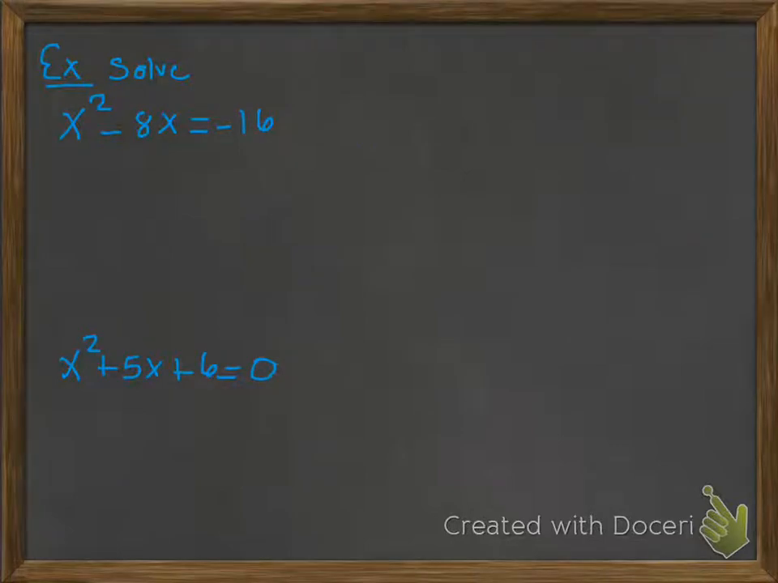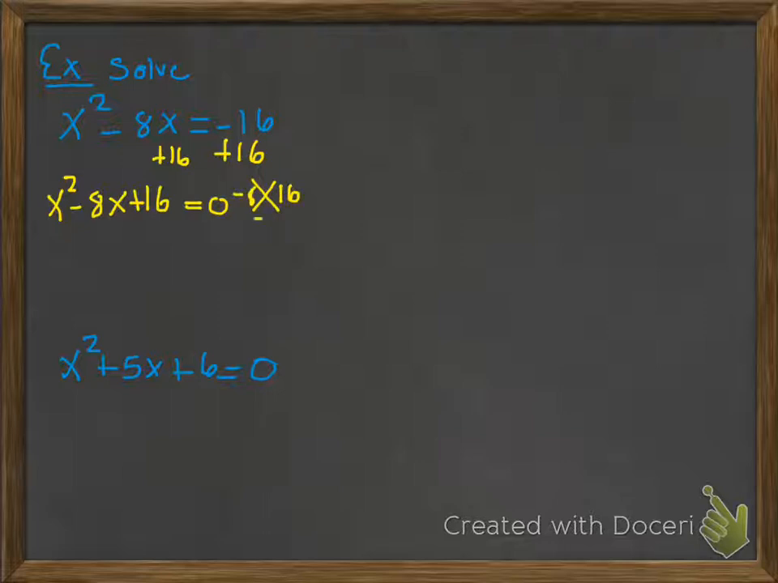Alright, so let's work on our steps here. The first step I said is get 0 on one side of the equation. So I'm going to add 16 to both sides. So I end up with x squared minus 8x plus 16 is equal to 0. Now from here, I think about two numbers that multiply together to get 16 and add together to get negative 8. It's negative 4 and negative 4. So I have (x minus 4)(x minus 4) equals 0. So I factored. And then my next step is to set each of my factors equal to 0.